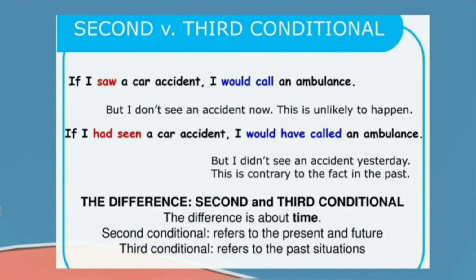Now let us understand the difference between second and third conditional. The difference is about time. Second conditional refers to the present and future, whereas third conditional refers to past situations. For example, if I saw a car accident, I would call an ambulance. But I don't see an accident now. This is unlikely to happen. Second example, if I had seen a car accident, I would have called an ambulance. But I didn't see an accident yesterday. This is contrary to the fact in the past.